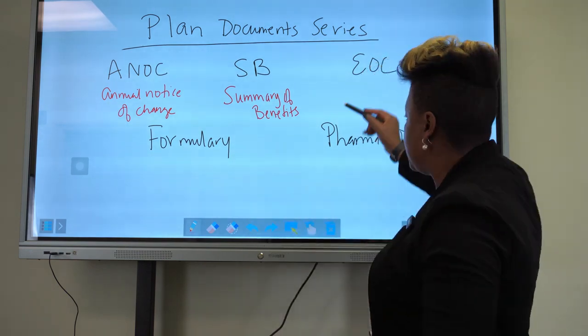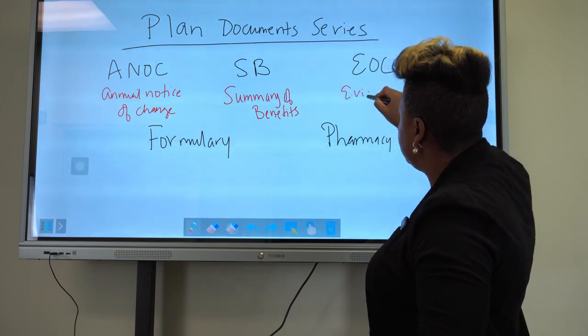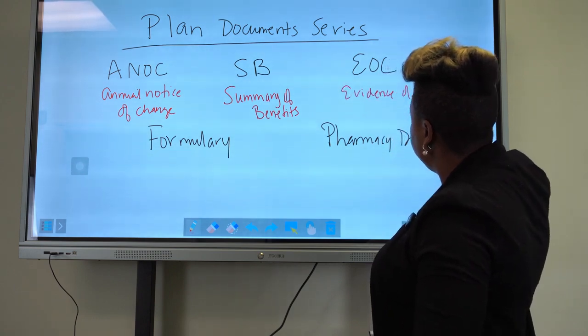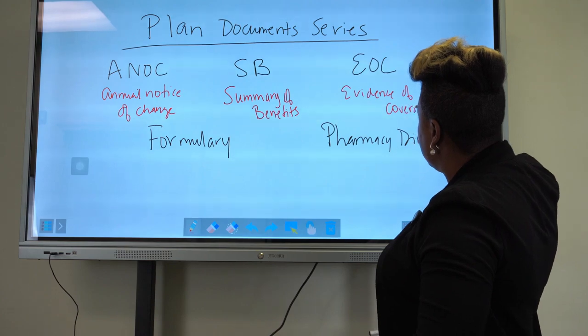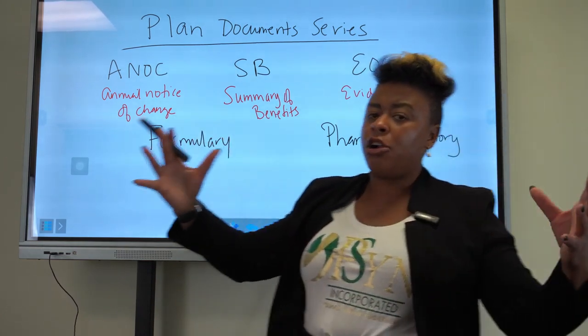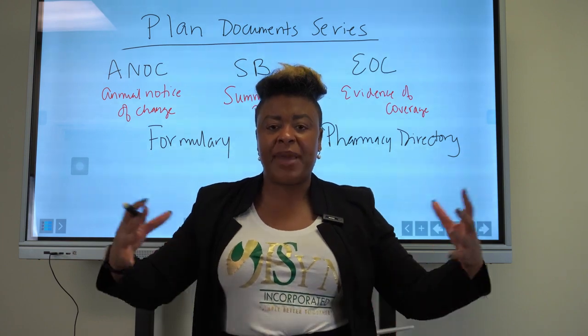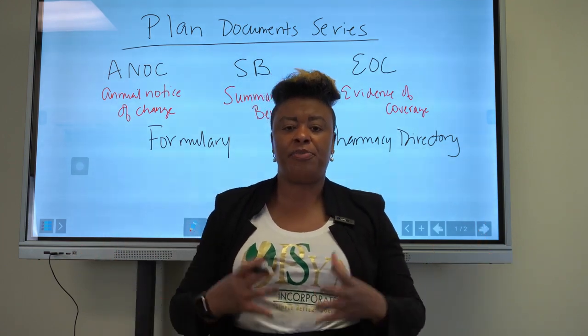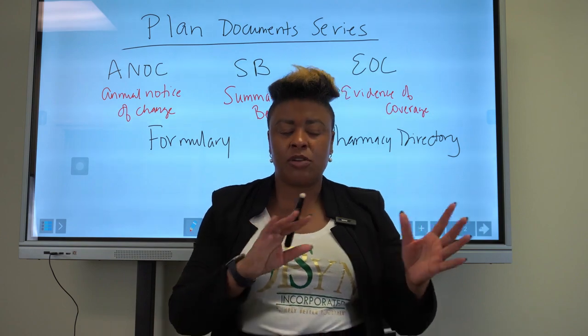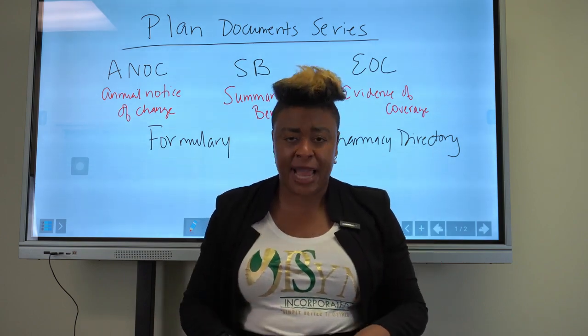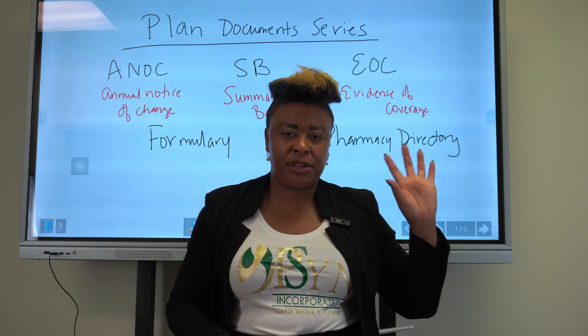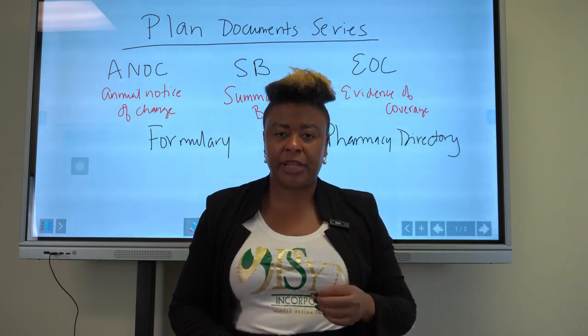EOC. So EOC stands for Evidence of Coverage. Now this document is going to be a much larger document. It's going to be the Summary of Benefits expanded, okay? So it's going to take all the benefits that you have available. It's going to break it down into different chapters. This document can be every bit of 300 pages depending on what your plan looks like.